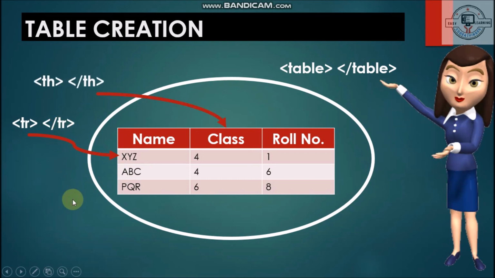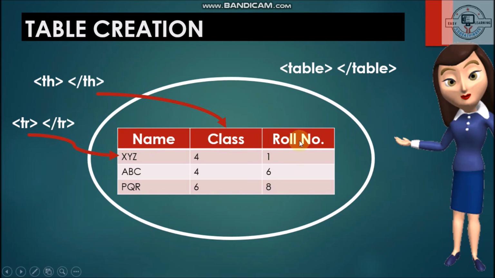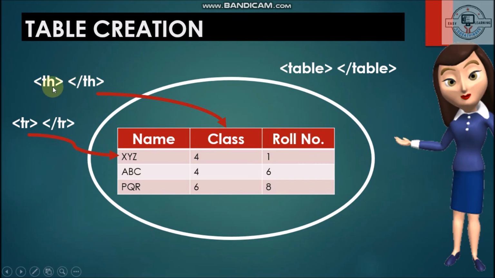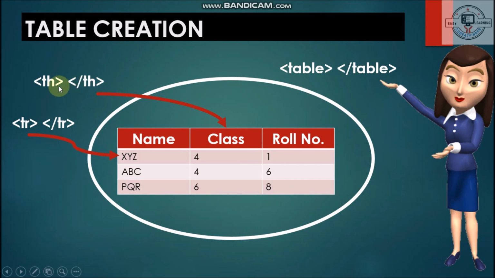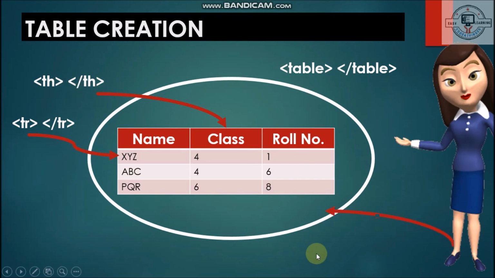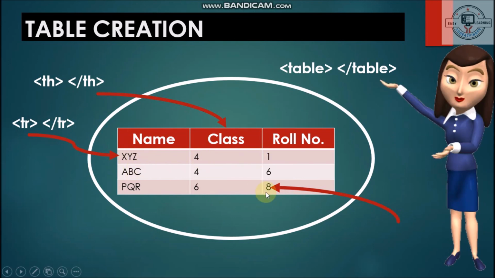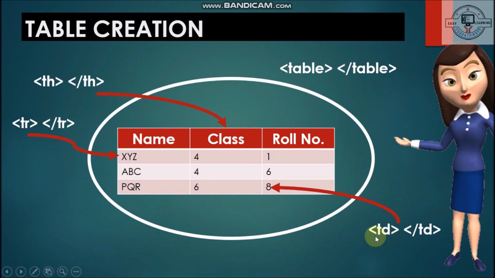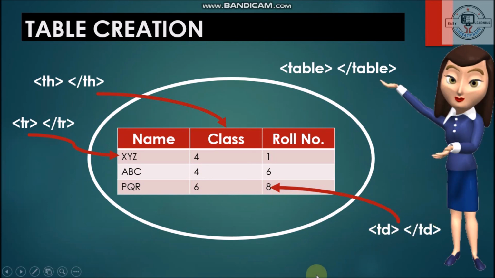Similarly, we can see name, class, roll number. These are actually headings and headings must be bold. That's why table head, TH, and ending with TH. Similarly, we are putting the data here: XYZ, 4, 1, ABC, 4, 8. This will be given by TD, table data, ending with the table data. So in this way we can create the table.